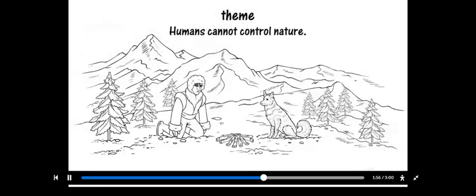Humans cannot control nature. The central idea is like the theme, but you will find it in informational text, such as narrative nonfiction. The central idea might be stated, or it could be implied. Let's find the central idea in Into the Wild by Jon Krakauer by looking at the text details, including reasons. Reasons might include the reasons for events, or the reasons why the author wrote the text. Text details also include facts.